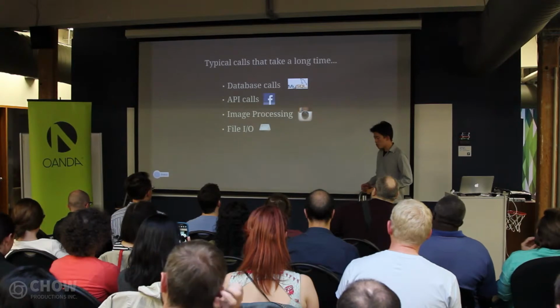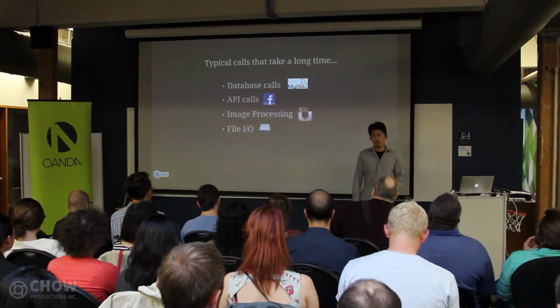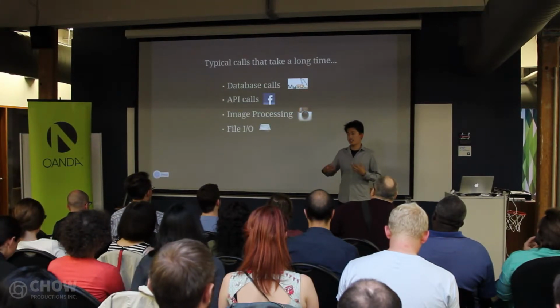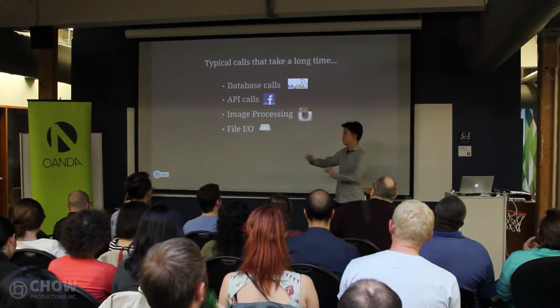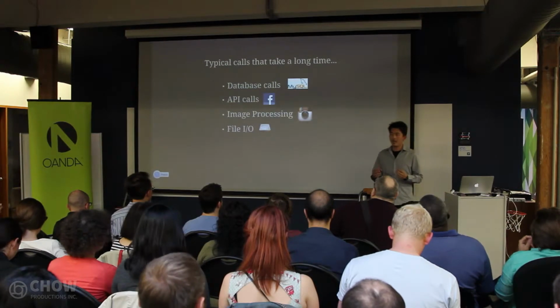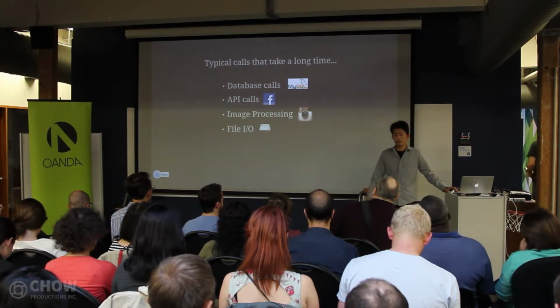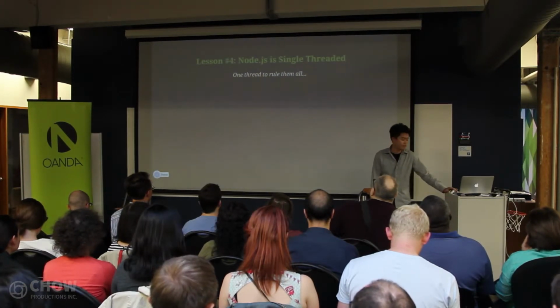So all of these things, usually you would offload to another process. And what Node will do is say, okay, my event loop says I need to go and process this image. I'm going to offload to ImageMagick. And while it's doing that, I'm going to go and do something else. And so then that single thread ends up being able to do more than a single thread in, say, a typical PHP setup. So this leads into lesson 4, which is that Node.js is single-threaded.